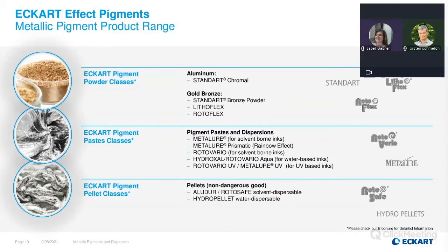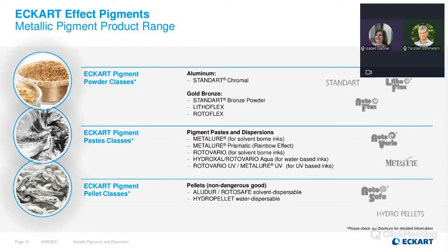First of all, there is a range of aluminium and gold bronze powder called the standard Chromal series, the Lithoflex and Rotoflex grades for bronze pigments, which can be divided into different particle sizes. But not only particle size distribution, the milling technology also plays a big role in order to achieve thinner or thicker pigment strength. Offset pigments of the Lithoflex series, for example, require a very shear-stable pigment, and therefore the ratio between diameter and pigment thickness is much different than for a very broad pigment from the Rotoflex series, which is suitable for gravure and flexo application.